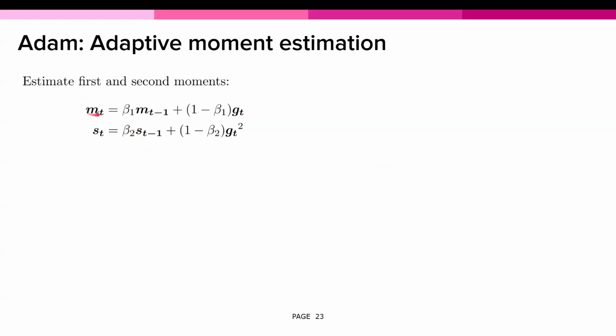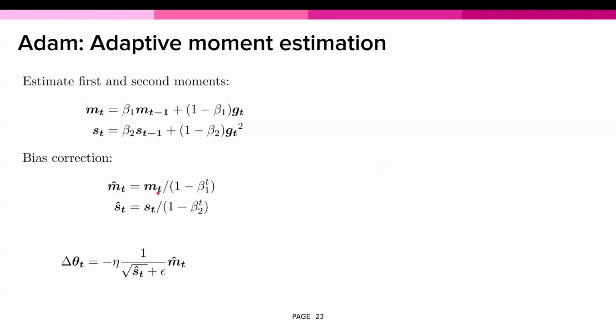Since M sub t and S sub t are usually initialized at 0, there's an initial bias in these estimates towards smaller values, especially in the early stages of training. And so to correct for this bias, Adam applies a bias correction term, denoted as M hat T and S hat T. And these adjust for the early underestimation of the moments.